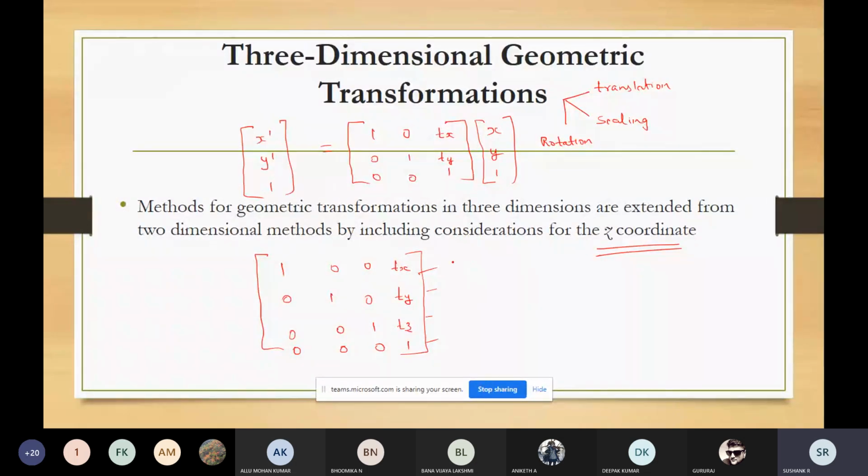Here, the same thing: we will be using x, y, z, 1, and the new coordinates in the x, y, z directions will be x dash, y dash, z dash, 1. So this is my new dimension. Remember that here we are using a 4 cross 4 transformation matrix for representing the 3D transformations.